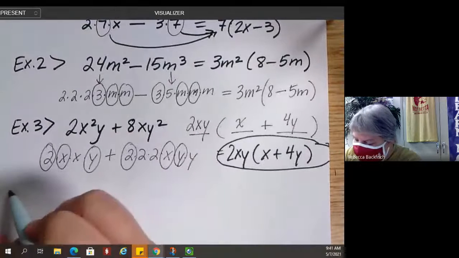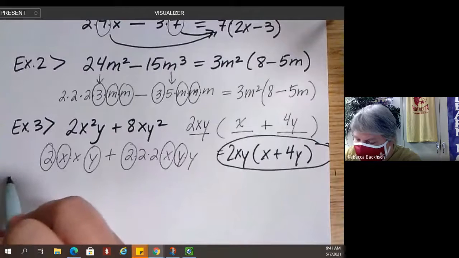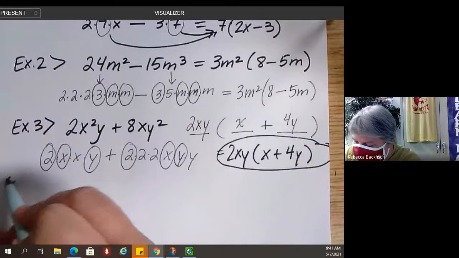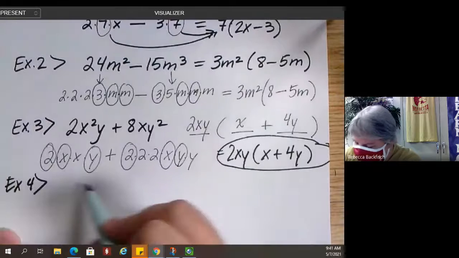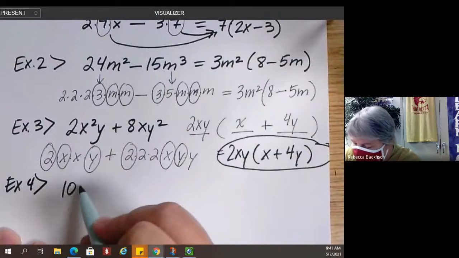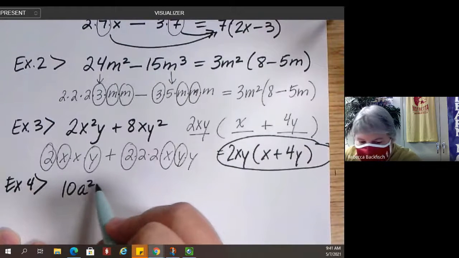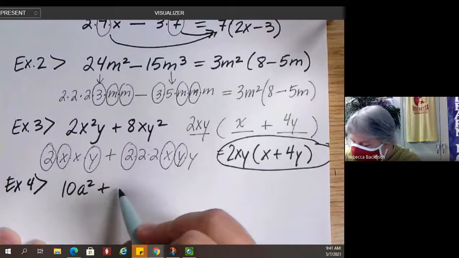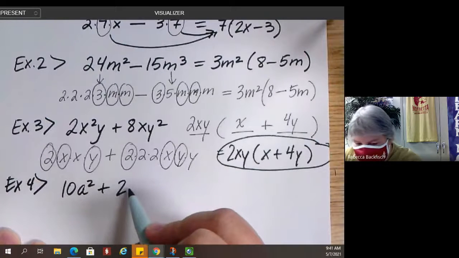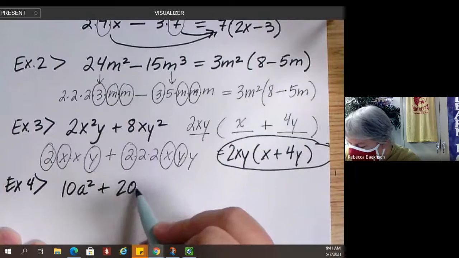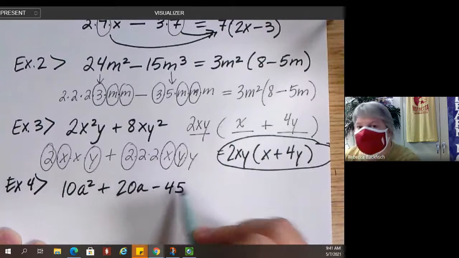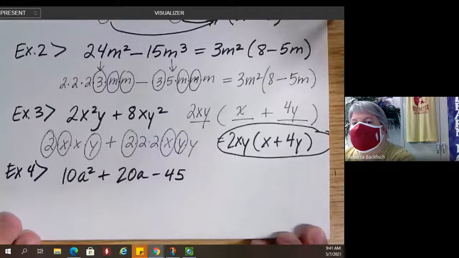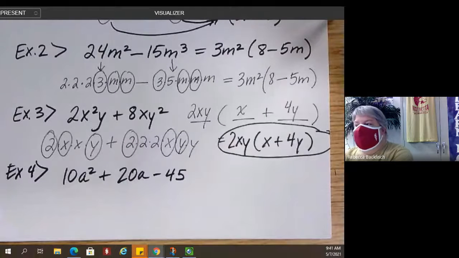And sometimes, and this is just a side example, we can call it example 4. Why not? It is an example, and we are on 4. 10a squared plus 20a minus 45. So we could take a GCF out of trinomials, and very often we have to.